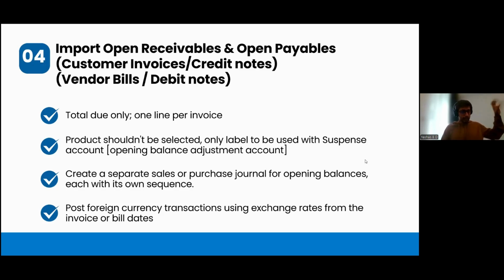Each and every invoice will be taken forward into the new system if and only if it is open. When I say it is open, even after reconciliation, these invoices or credit notes are still open, meaning there are no more balances for me to reconcile against this customer or vendor, and they are completely open for the customer to pay or for me to pay to the vendor. And as I said, the product should not be selected, only a label with the suspense account, which I'm going to show you. Ideally, we suggest you create a separate journal for AP and a separate journal for AR, which I'm going to show you also.